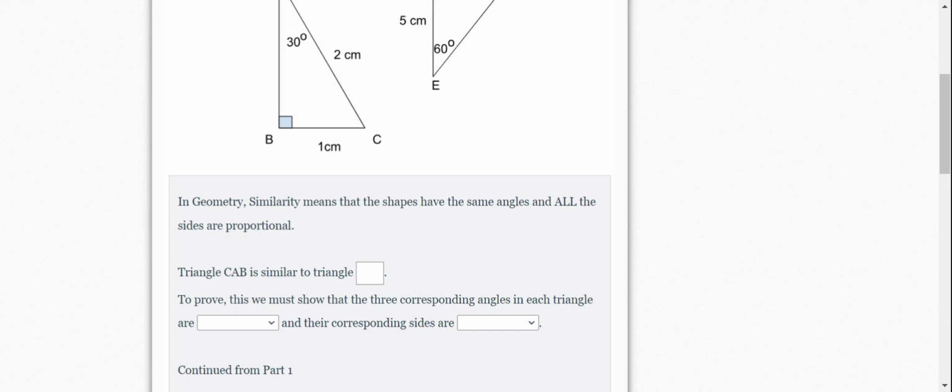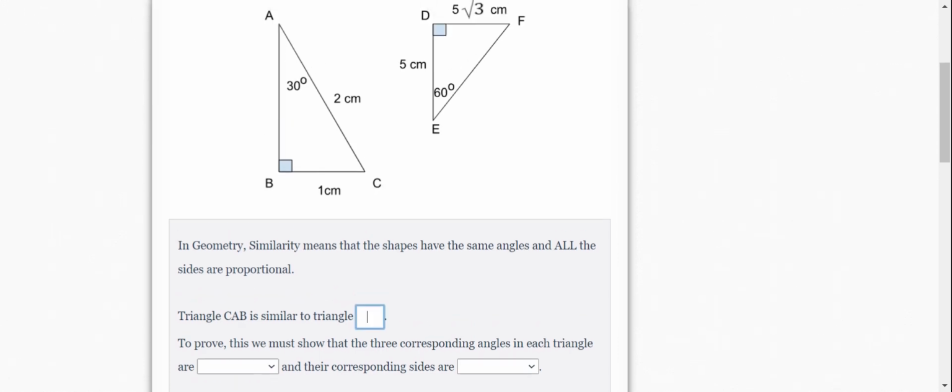This triangle CAB is similar to, so this goes CAB. C looks like it's the 60, so it goes to E. And then A is the 30, so that'd be F. And then B is the 90, so that has to be D. Notice that when I do that, I'm lining up the angles. C goes with E because they're both 60. A goes with F because they are both 30. And B goes with D because they're both 90.